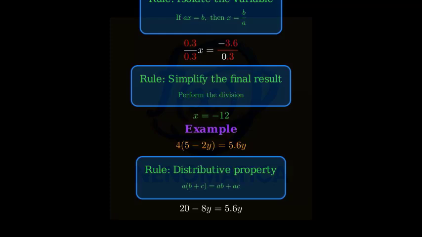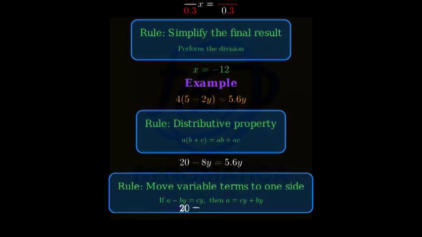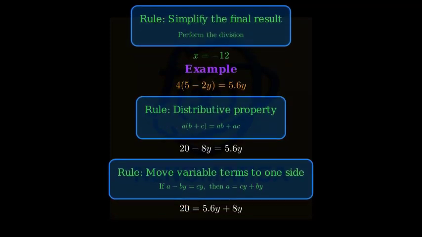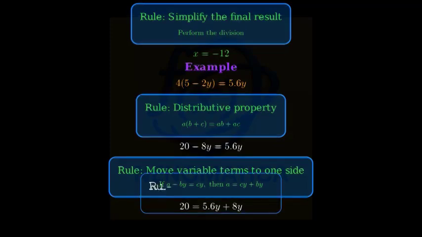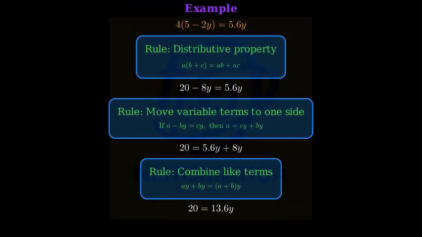Next, let's move all the terms with y to the right side. We add 8y to both sides of the equation. This gives us 20 equals 5.6y plus 8y. Now, let's combine like terms on the right side. 5.6y plus 8y equals 13.6y. So, our equation becomes 20 equals 13.6y.